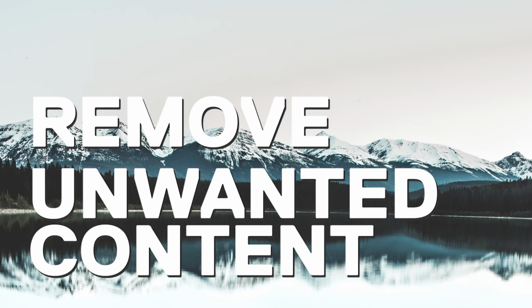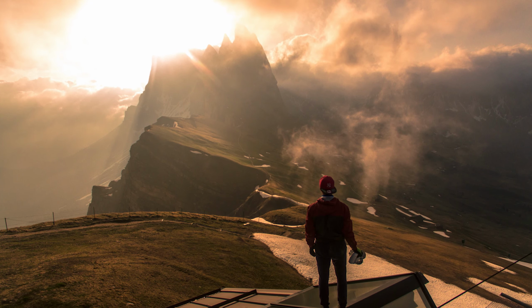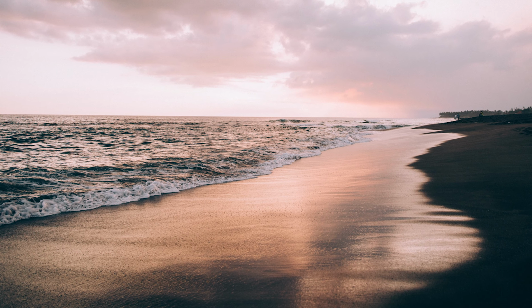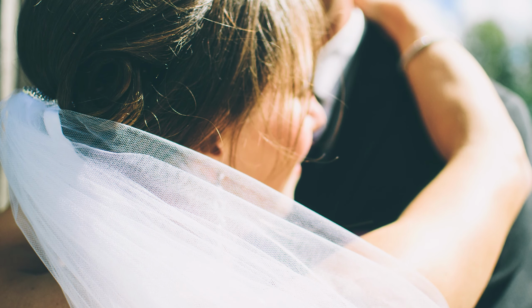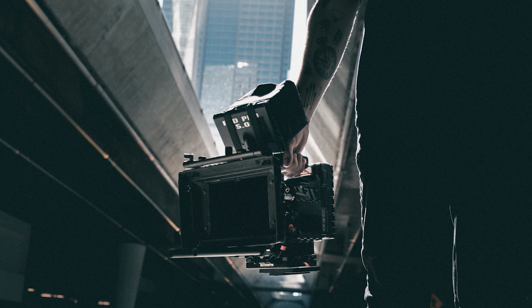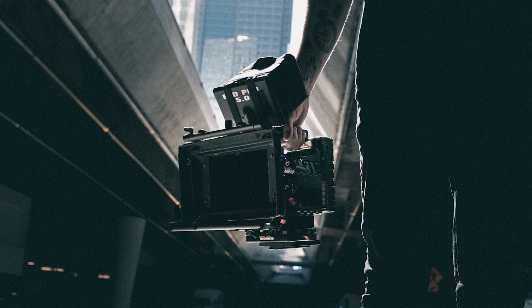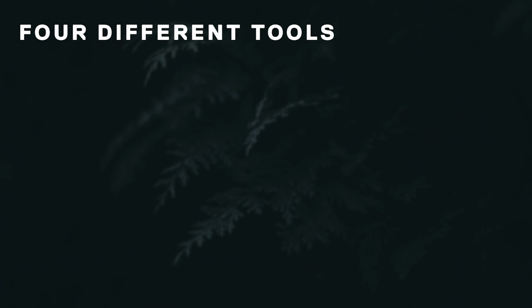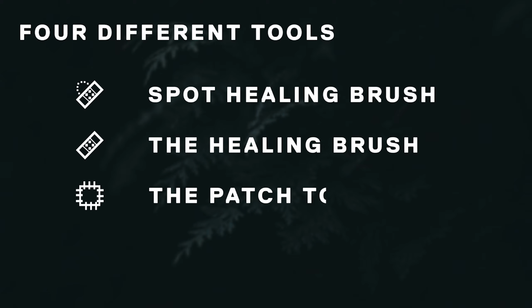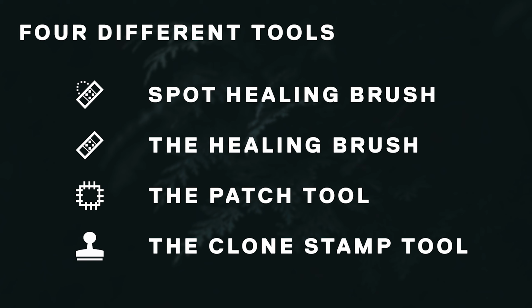Tip number 4, removing unwanted content. Sometimes there are objects in your photo that you wouldn't want to have there, either someone in the background, an unfortunate breakout, or even a stain on a shirt. These are just some examples of things that can be adjusted in Photoshop. There are 4 different tools that you can use to easily fix your photo: the Spot Healing Brush tool, the Healing Brush tool, the Patch tool, and the Clone Stamp tool.